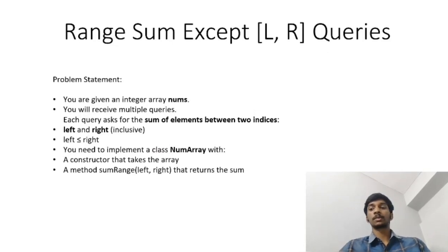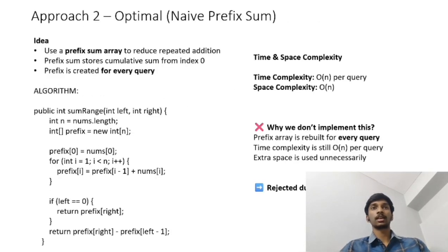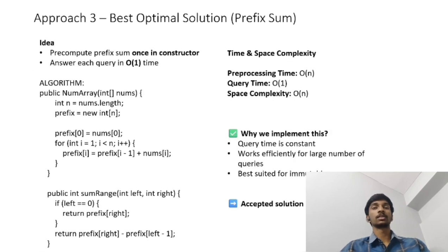Let us see another approach in which the time complexity will be reduced. As a part of the RangeSum Query series, now I'm going to talk about the second approach, which is known as naive prefix sum. Here we use a prefix sum array to reduce the repeated addition. Prefix sum stores the cumulative sum from index 0. This is the basic algorithm representing the naive prefix sum approach, and the time and space complexity are given here. But actually we do not use this approach because the prefix array is rebuilt for every query and the time complexity is more. Hence this approach is not used much, and the best approach for solving this RangeSum Query series is known as the prefix sum approach.